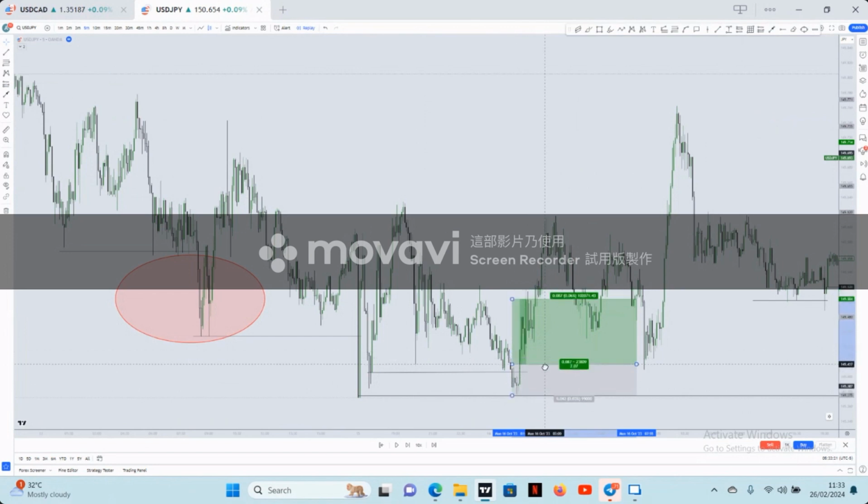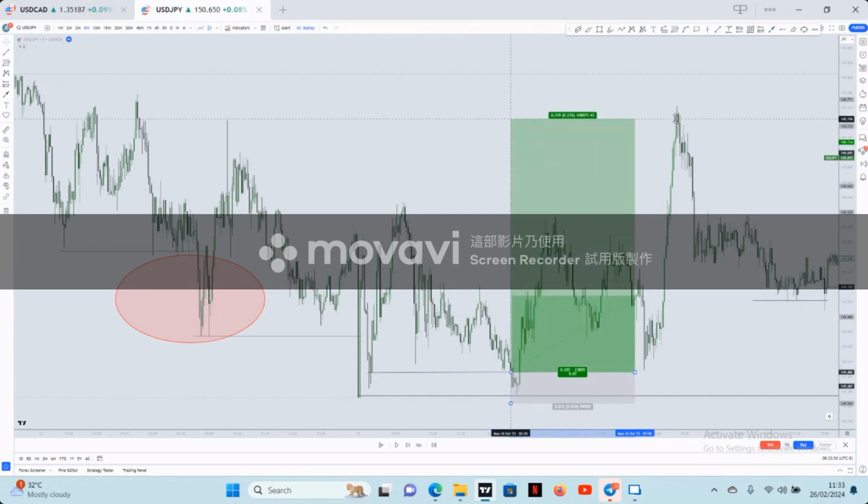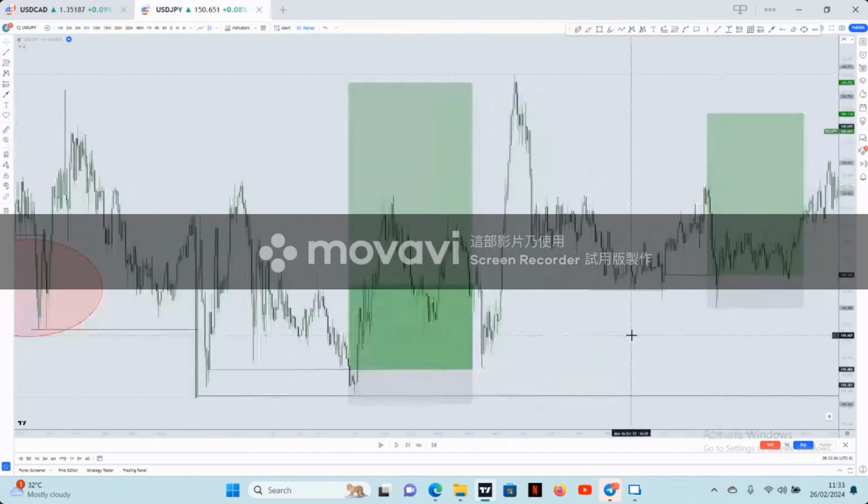Also remember to account for spread when you're adding your stop loss. Okay, here is your spread. So we'll go for this. That's a 1 to 8. And it was so unfortunate that we took a loss here.